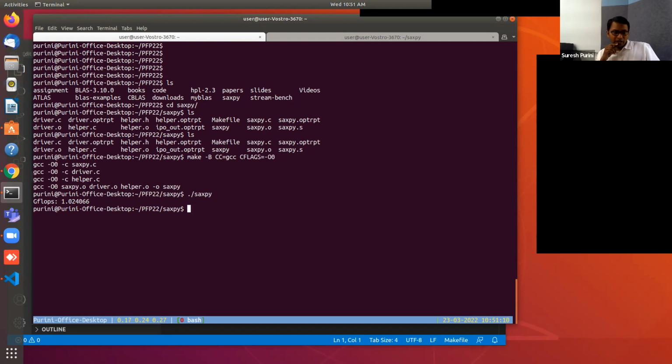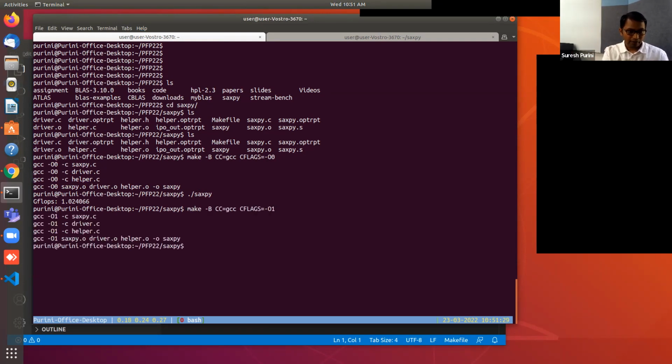That is with the -O0 optimization option. Remember what is the peak compute power for one core? It is 25, right? 25 gigaflops per second is the peak compute. Let's see. If you use the -O1 option, does anyone know the option to use for GCC to generate the optimization report, all the things that it did?